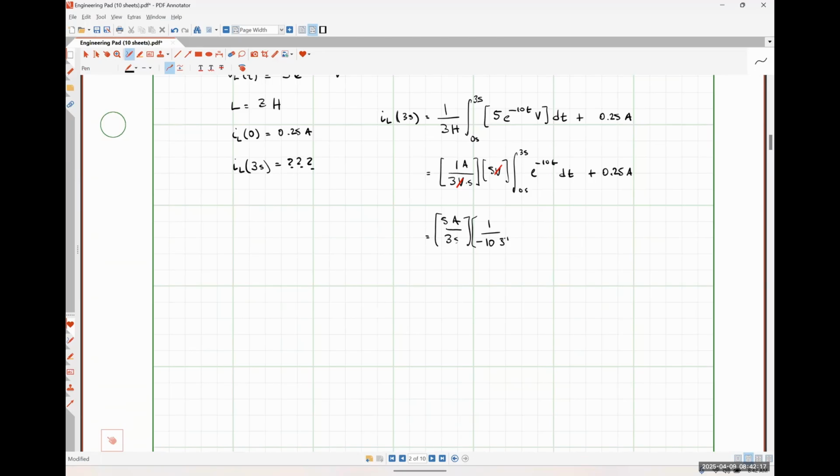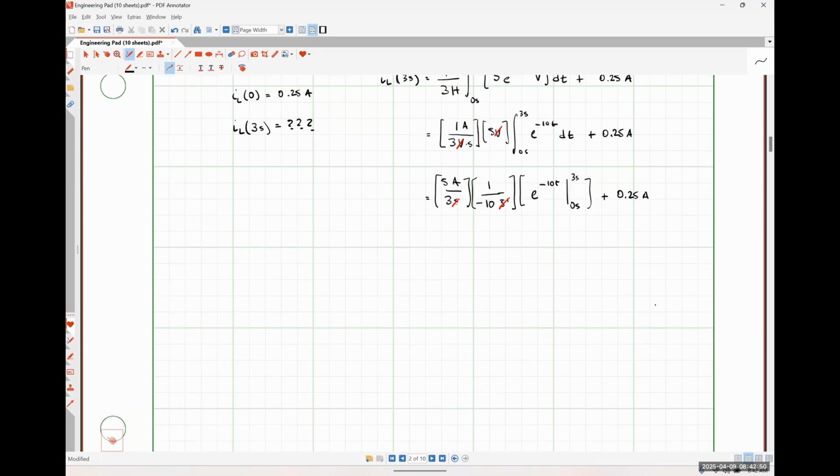So here is a per second. And notice now that this seconds cancels that per second. And so the only surviving unit is amperes, which is exactly what we should expect because we're trying to find current. Now I'm going to have e to the negative 10t evaluated at 3 seconds and 0 seconds, and then I'll do plus 0.25 amps.